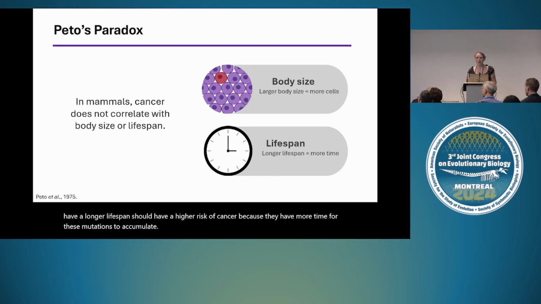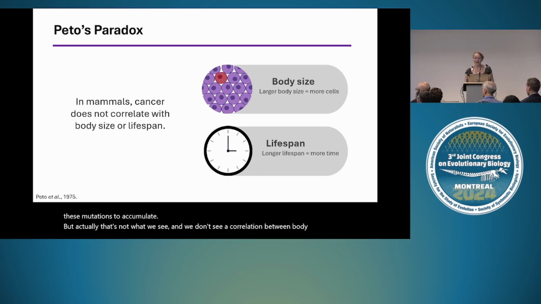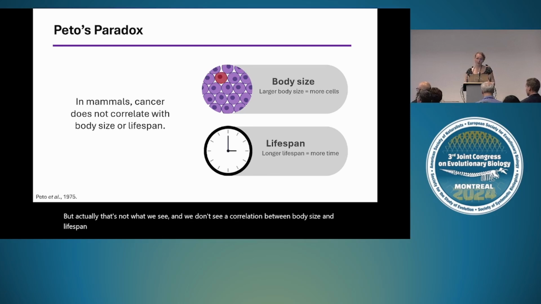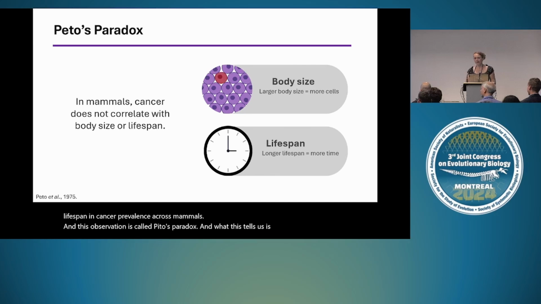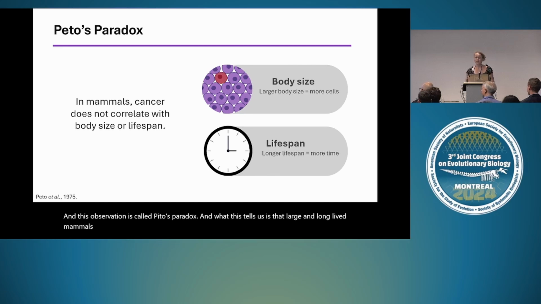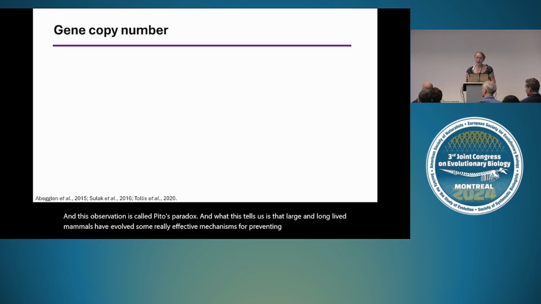But actually that's not what we see, and we don't see a correlation between body size and lifespan and cancer prevalence across mammals. And this observation is called Peto's paradox. And what this tells us is that large and long-lived mammals have evolved some really effective mechanisms for preventing cancer. And one of these mechanisms that has been suggested is the role of gene copy number.